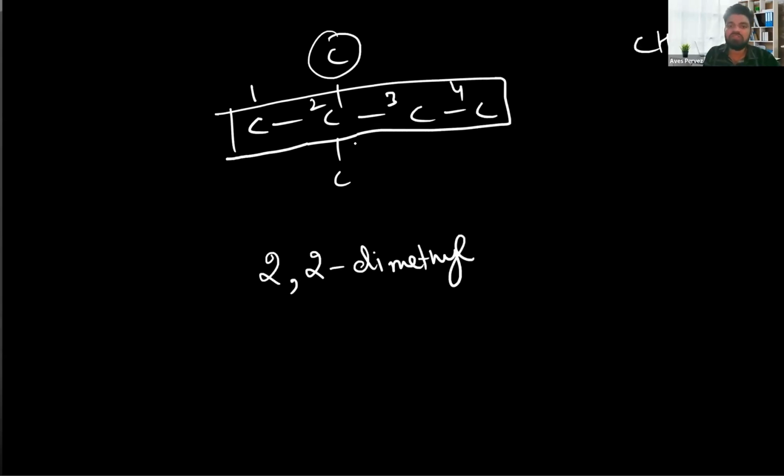Di, why di? Because this is 2. Methyl, why methyl? Because it's a single carbon chain. So the prefix is done. Then root: 1, 2, 3, 4. Four carbons is but. There is a single bond between every carbon atom, so butane. 2,2-dimethylbutane. Understood? Okay, sir. Yes, sir.